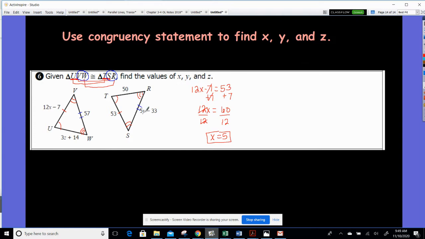So I can set 5y minus 33 equal to the corresponding side, which is 57, and solve for y. So 5y equals 90. Divide by 5. And the answer is 18.